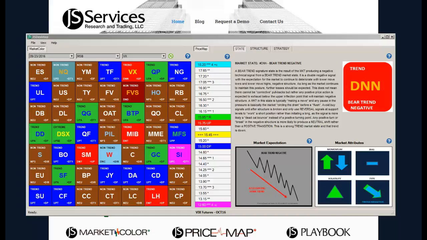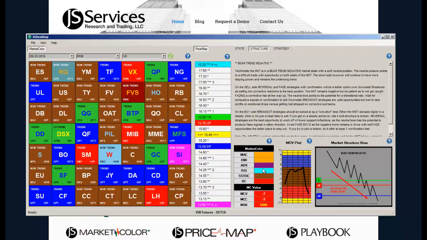Welcome to a practical application of MarketColor. The MarketColor profile allows you to quickly identify the guts of the market, to really understand the true state of the market, of what is happening.